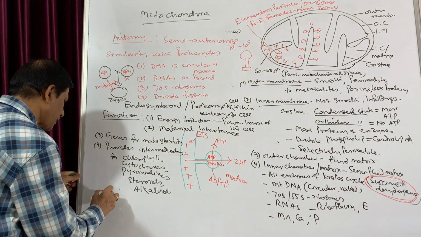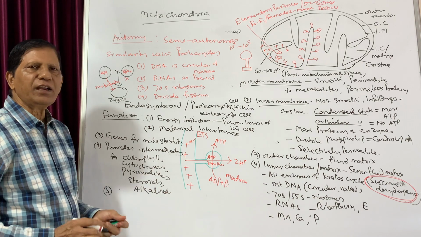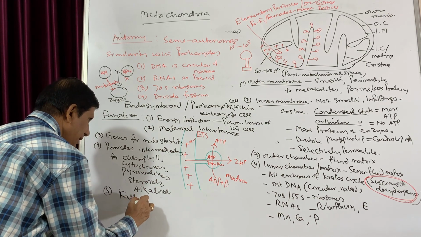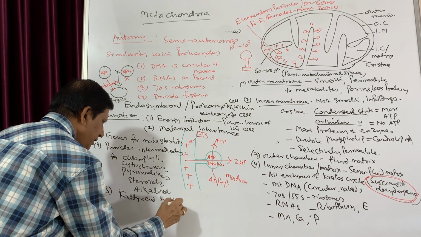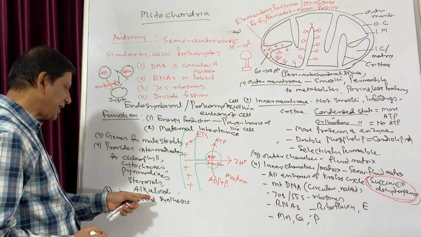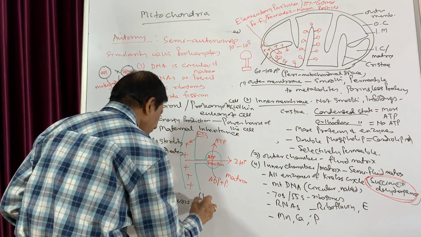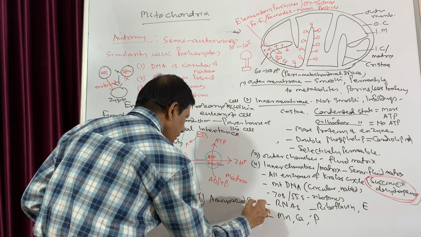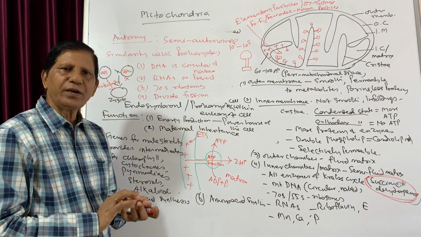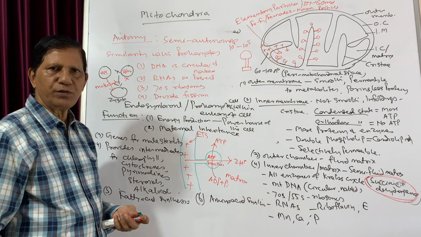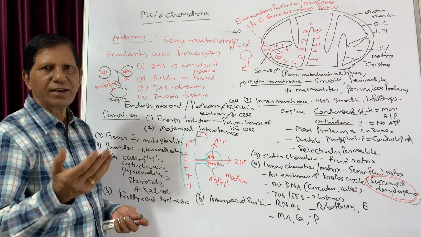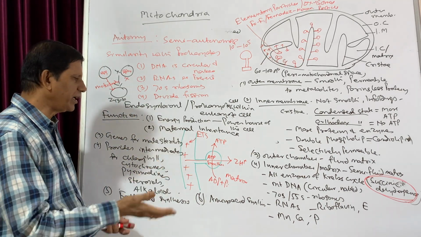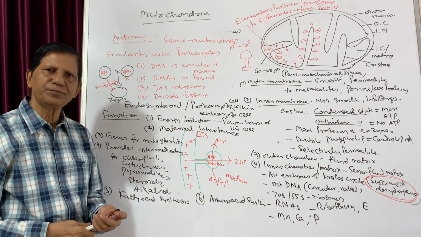And the fifth function is that from the different intermediates, the fatty acids are synthesized. Fatty acid synthesis takes place from intermediates, and another is also amino acid synthesis. For example, from alpha-ketoglutaric acid, glutamic acid is produced. From pyruvic acid, alanine is produced. From oxaloacetic acid, aspartic acid is produced. So they are all intermediates of the Krebs cycle.